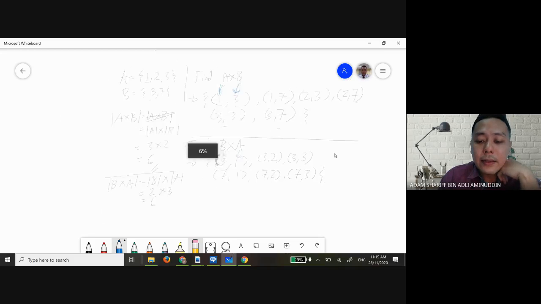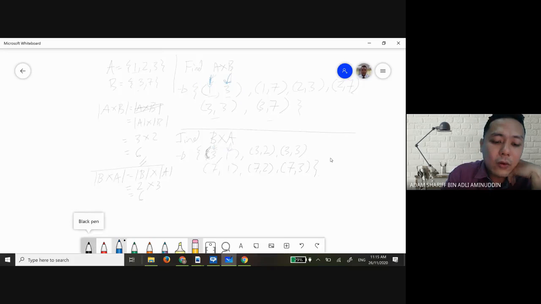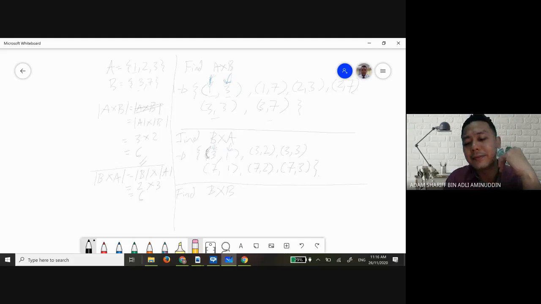And the Cartesian product can also happen on the same set. It means like this. Find B times B. So you just do the operation on B. Can you do that? Berapakah distinct ordered pair dekat dalam?